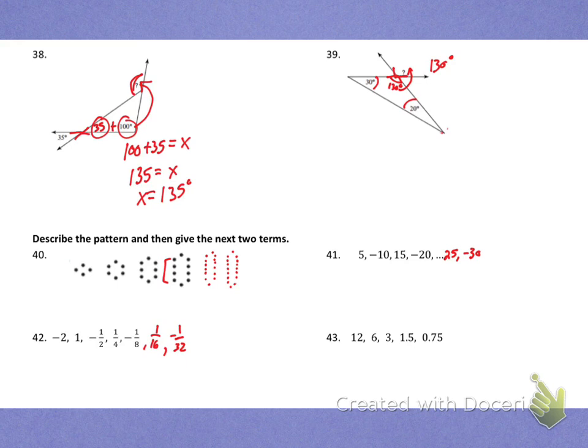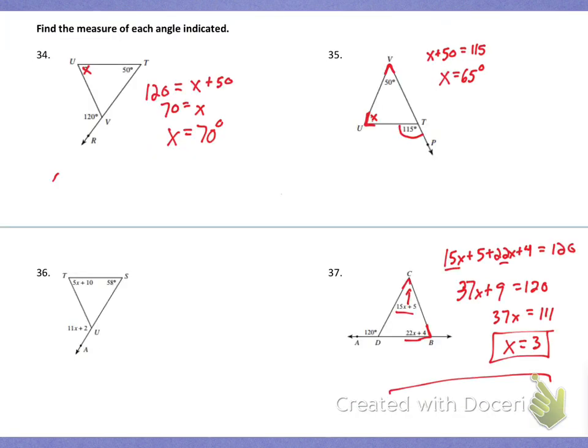And then the last one here, 12, 6, 3, 1.5. So it looks like each time it's divided by 2. 0.75 divided by 2 would be 0.375, and then 1.857 divided by 2 is going to be equal to 0.1875.